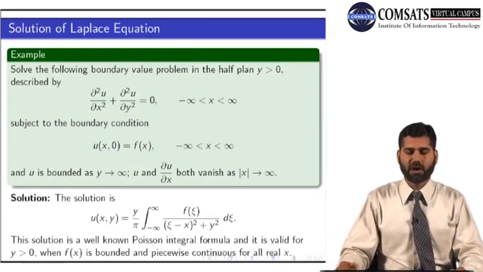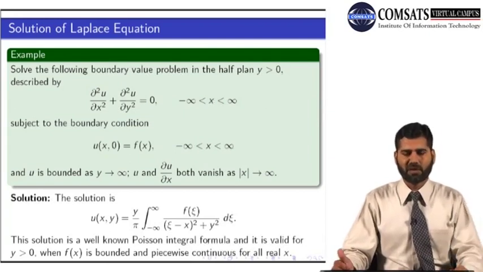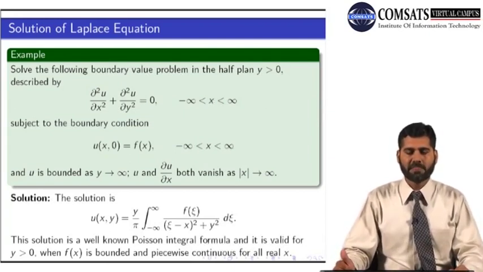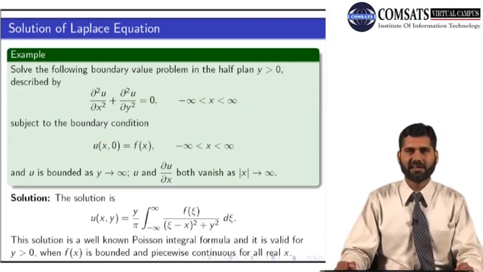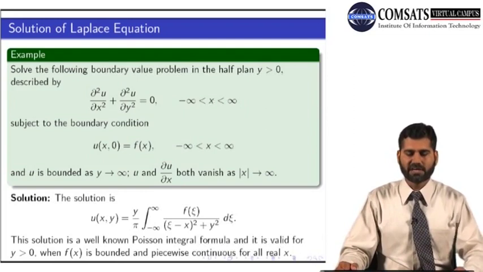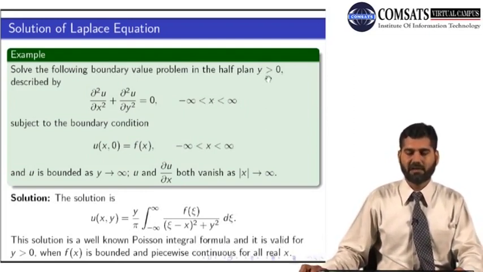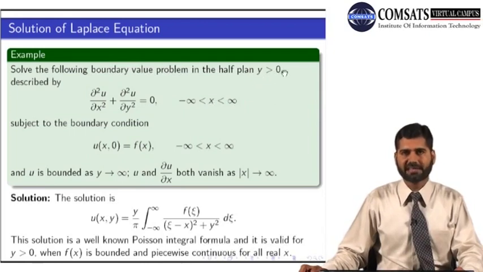Solve the following boundary value problem in the half plane y greater than 0, described by partial squared u by partial x squared plus partial squared u by partial y squared is equal to 0. It's a two-dimensional steady state heat equation, you can say that. Subject to the boundary condition, because it's a half plane, so y is greater than 0.